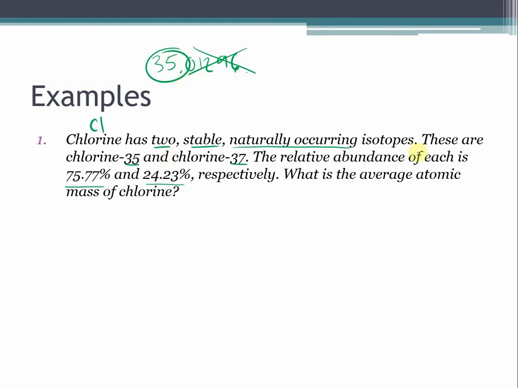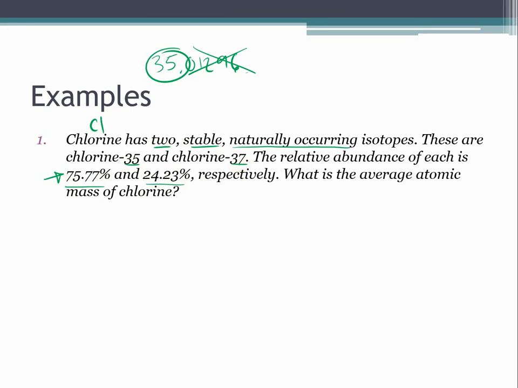And here, where it says relative abundance, that means that if you are just walking down the street and you run into a chlorine isotope, there is a 75.77% chance it's going to be chlorine 35. And there's a 24.23% chance it's going to be chlorine 37. So chlorine 35 is about 3 times as abundant. It shows up about 3 times as often as your chlorine 37.